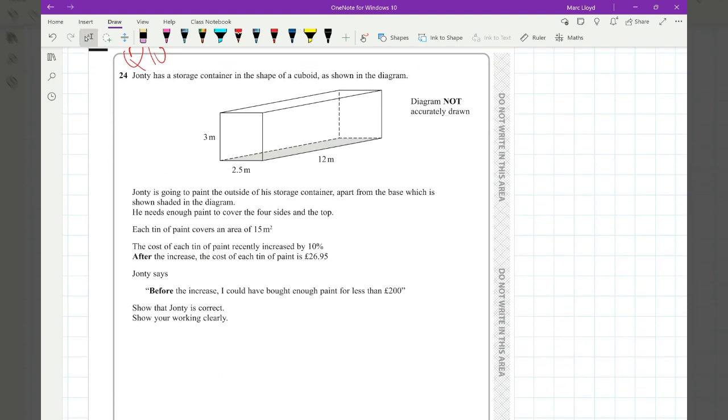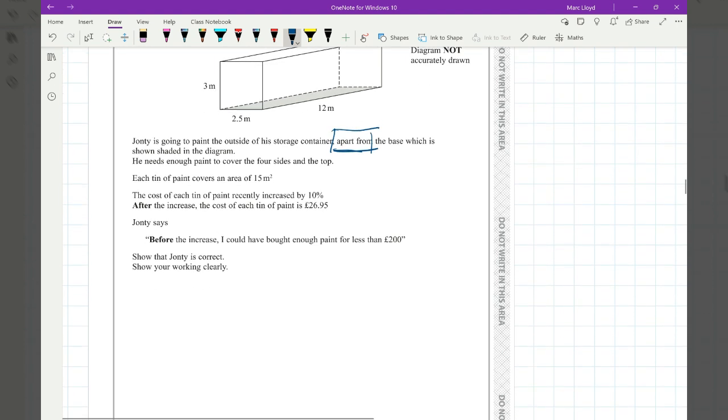Okay, our last question. Jonty has a storage container in the shape of a cuboid. Jonty's going to paint the outside of his storage container apart from the base, which is shown in the diagram. I missed out a word there. He needs enough paint to cover the 4 sides and the top. Each tin of paint covers an area of 15. The cost of each tin recently increased by 10%. After the increase, each tin cost that. Before the increase, I could have bought enough paint for less than 200. All right.